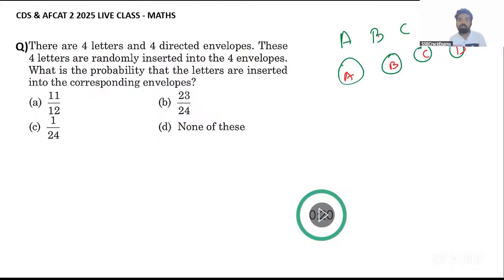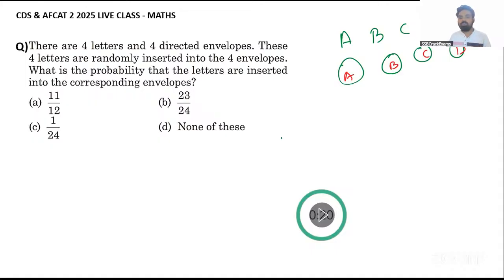Now he can put A in A, he can put A in B as well, in C as well, or in D as well. Similarly, B can be put in A or B or C or D, C can be put in A, B, C, D, or D can be put in A, B, C, D. But it is asking for the probability that the letters are inserted into corresponding envelopes, meaning A in A, B in B, C in C, and D in D.